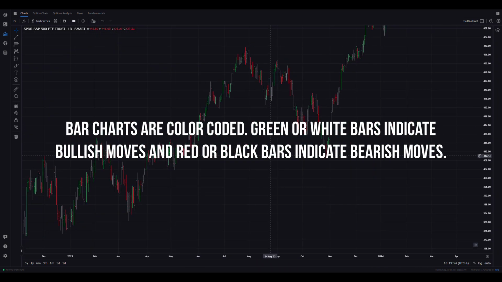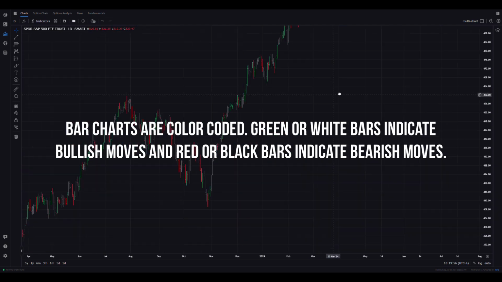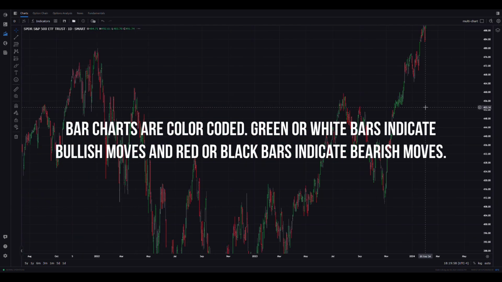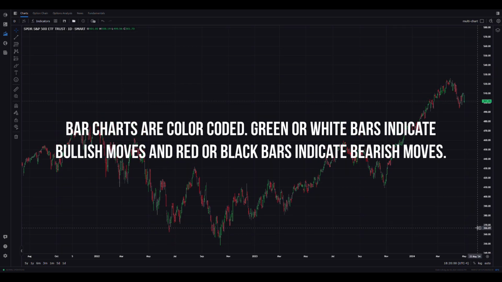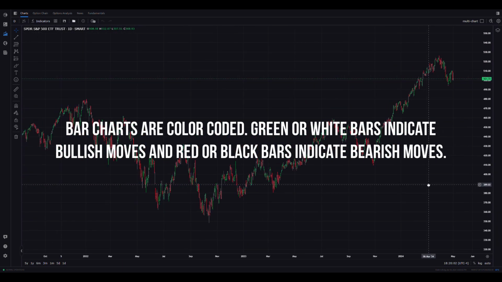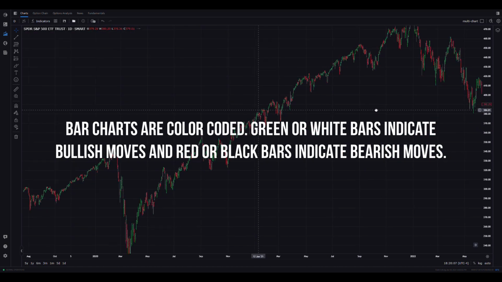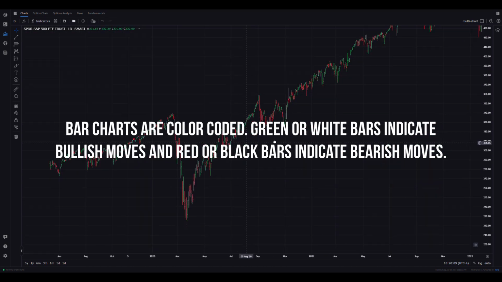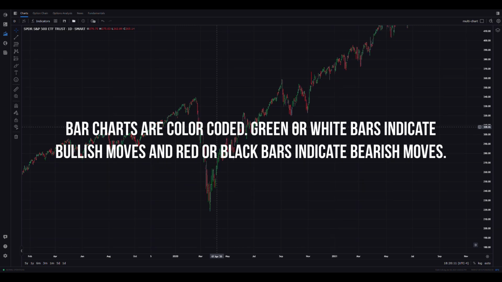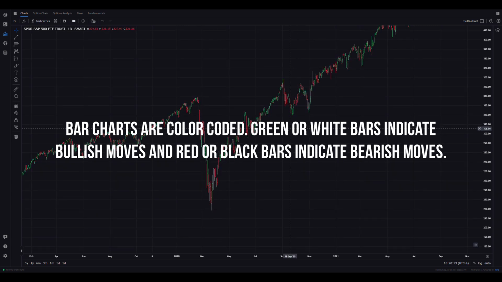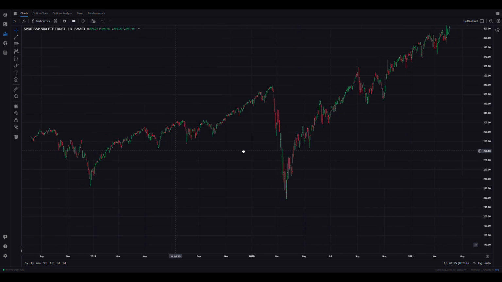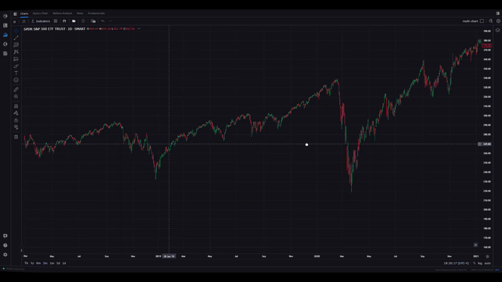Bullish bars, where the closing price is higher than the opening price, may be shaded or colored differently from bearish bars, where the closing price is lower than the opening price. Some charting platforms use green or white bars to represent bullish price movements and red or black bars to represent bearish price movements. This color coding helps traders quickly identify market sentiment and trends.